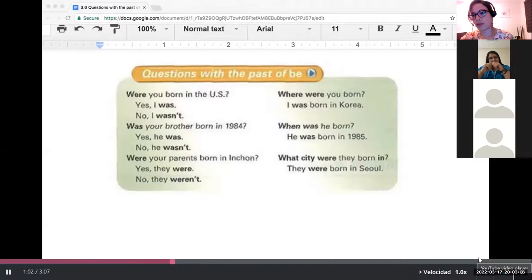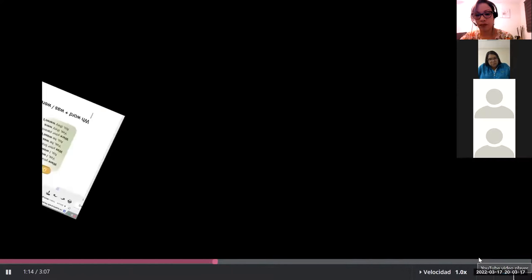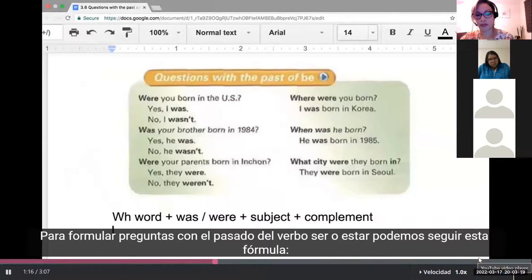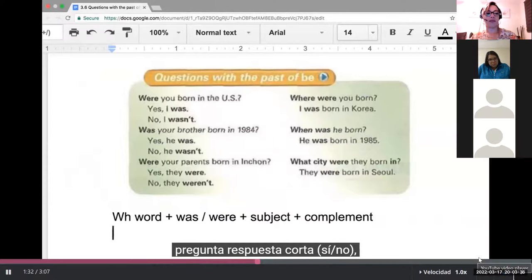Years: 1906, 1917, 1999, 2001. To form questions with the past of be, we can follow this formula. WH word plus was or were plus subject plus complement. Let me point out that whenever we make yes or no questions, there won't be a WH word.